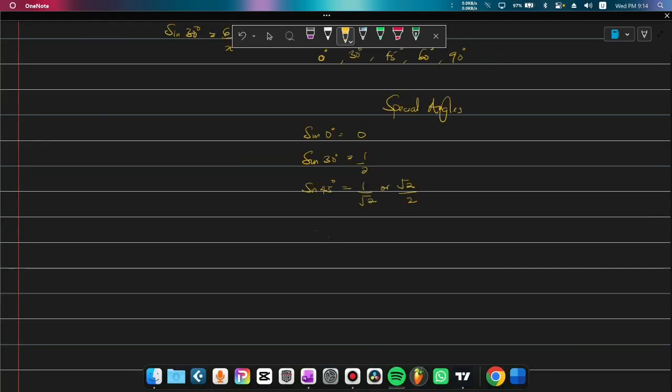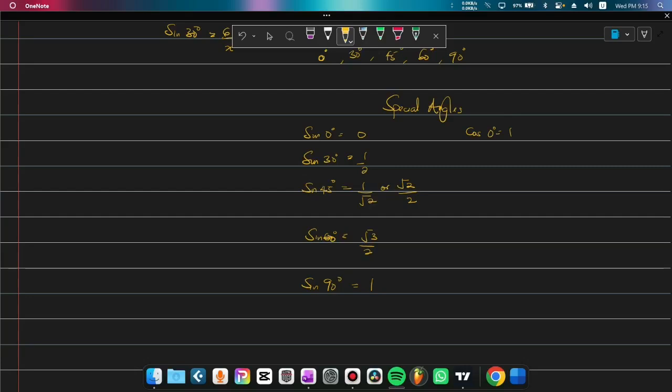The sine of 60 is equal to root 3 over 2. You can't rationalize because there's nothing to rationalize. And the sine of 90 is equal to 1. You have to remember this for sine. The cosine of 0 is 1. Cosine acts inversely to sine. So therefore, while sine goes from 0 to 90, cosine goes from 90 to 0.